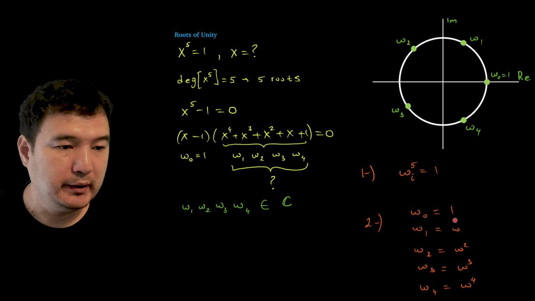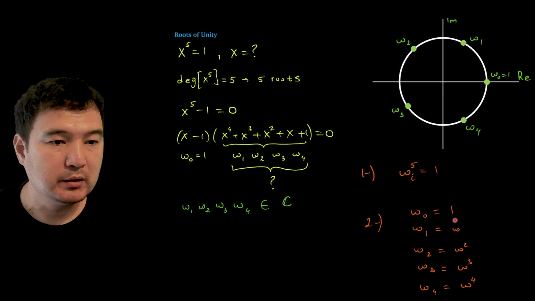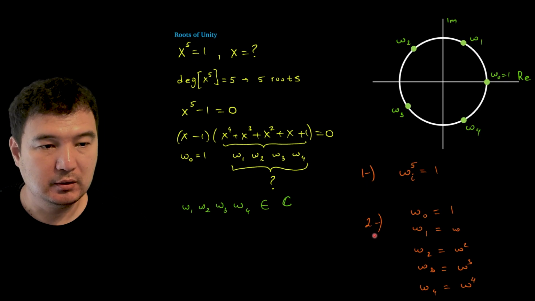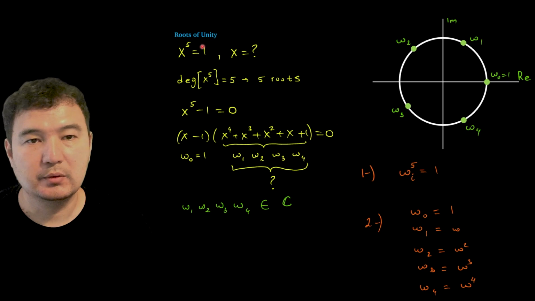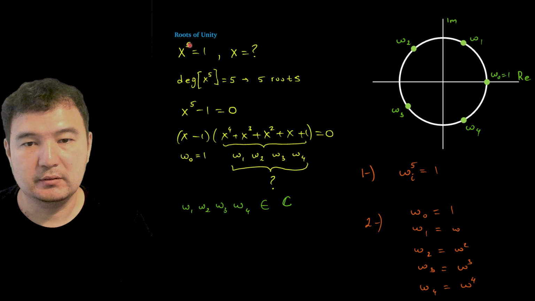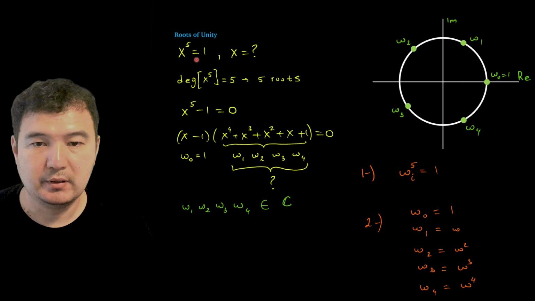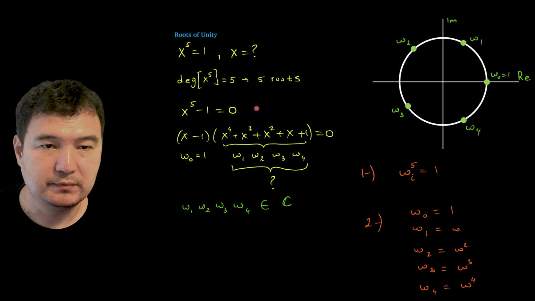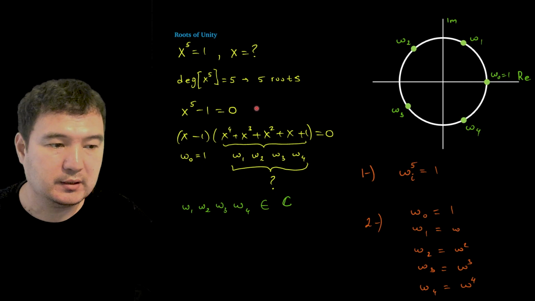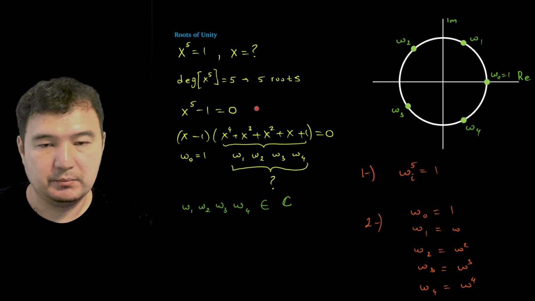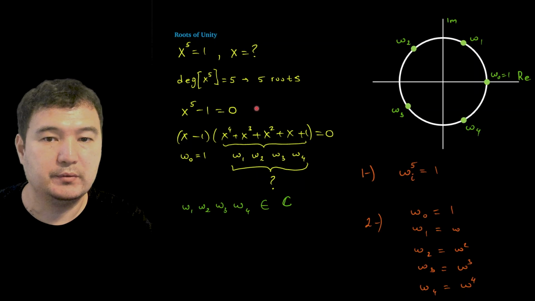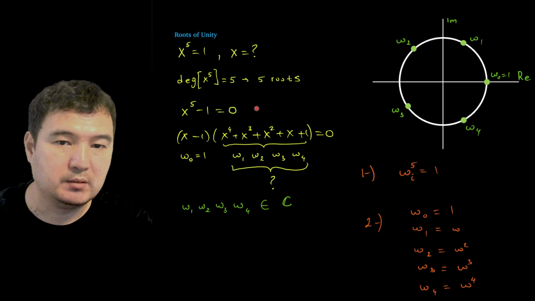So we have these two properties, and this idea can be generalized to any number n. It doesn't have to be 5, but since we are going to use fifth root of unity in the next couple problems, I'm presenting fifth roots of unity as an example. So let's see some problems now.